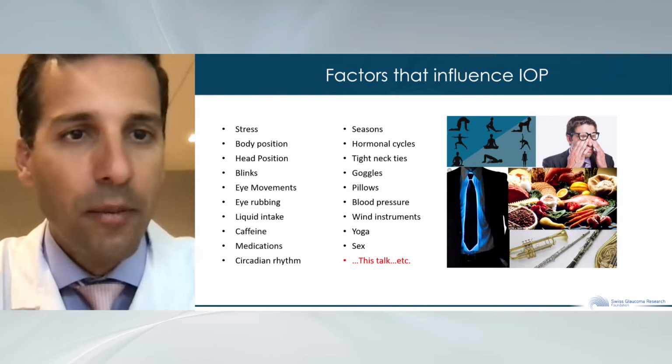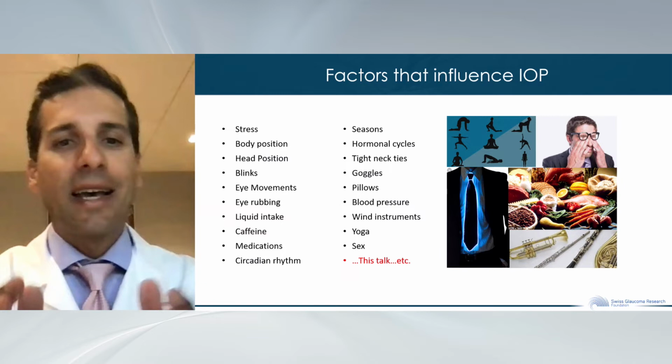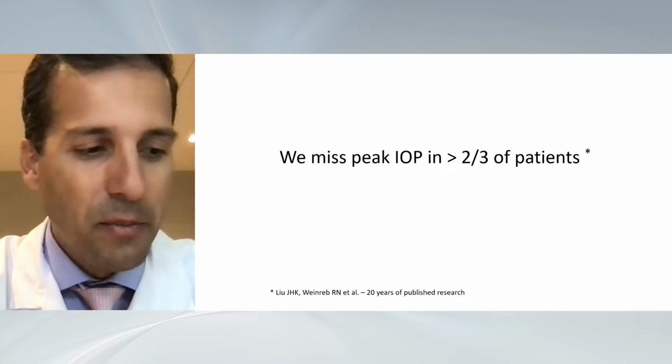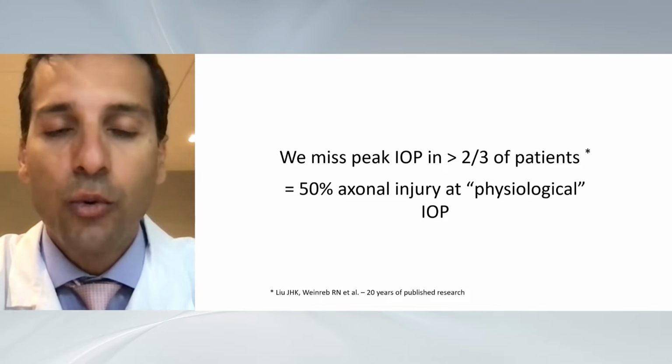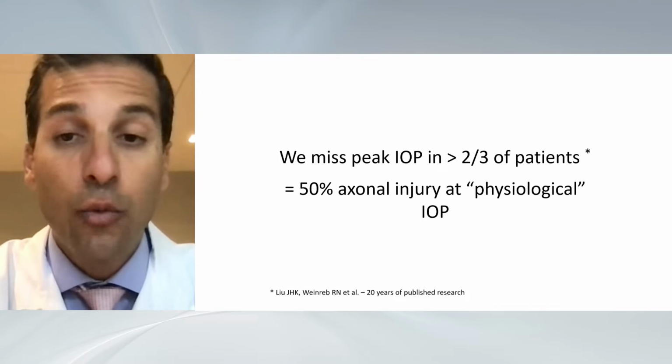Stress plays a role, body position plays a role, and many other factors influence IOP. Even this talk, as you are listening to it, may influence your IOP in one way or another. So, not as a surprise, we miss peak IOP, which Professor Susanna will speak about, which we believe is related to glaucoma progression. We miss the highest IOP in over 2/3 of our glaucoma patients. And probably as a direct consequence, axonal injury in glaucoma occurs at IOP levels which we consider to be normal or physiological. Now, next slide.